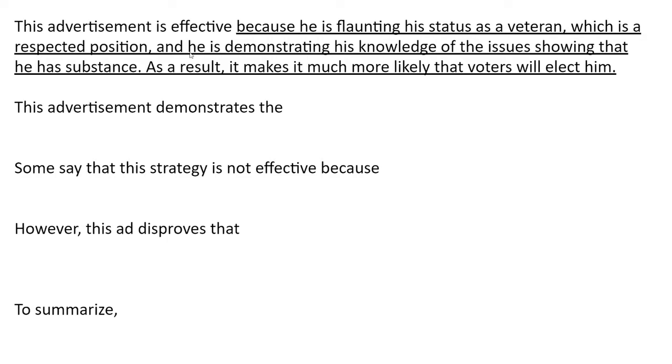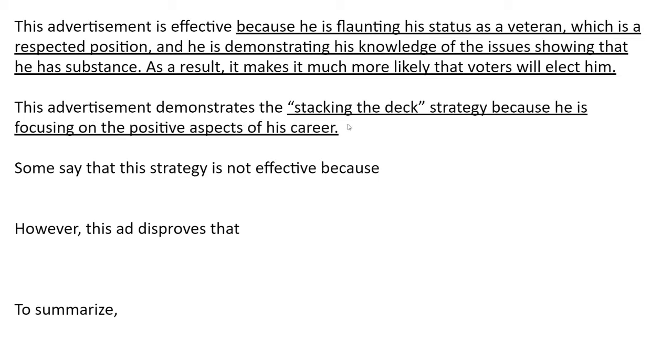Notice here that I am also explaining myself, right? I'm not saying this advertisement is effective because he's flaunting his status as a veteran. I explain why it's important that he's flaunting his status as a veteran. So I'm connecting these here, which is very strong writing. This advertisement demonstrates the stacking the deck strategy because he is focusing on the positive aspect of his career. So again, you put the strategy there.